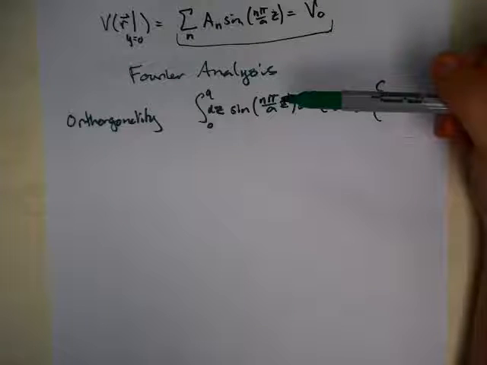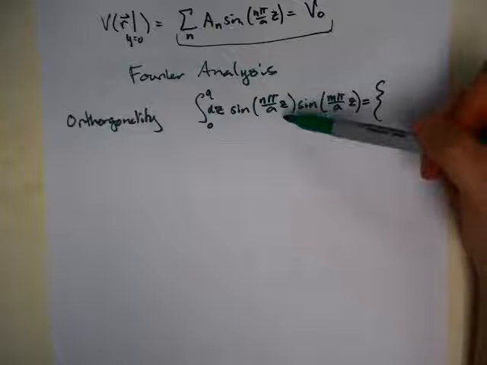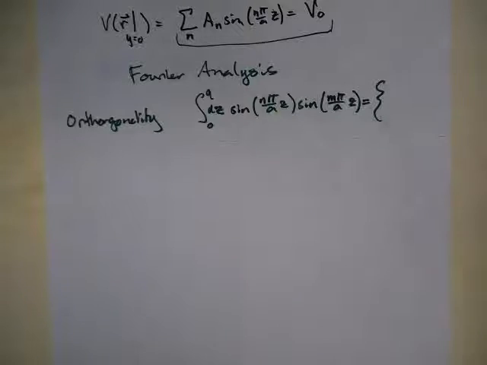Now, because I'm integrating over one period of this sine of n pi over a z, I'm always going to have as much up as I have down.